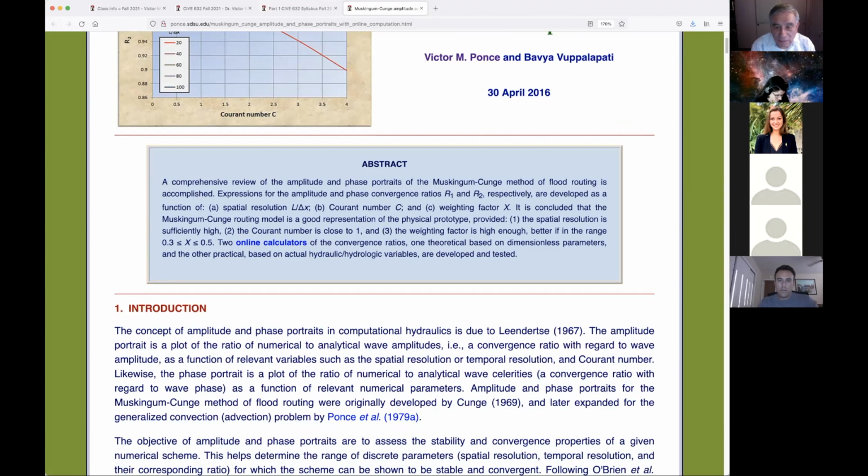Second, the Courant number. Now, the spatial resolution is high. The Courant number is close to 1. Okay, 0.9, 0.7, or 1, 1.0, 1.3. Don't use 4. 4 will lead you to errors. Don't use 0.1. 0.1 would create havoc in the computation. Why is that? Because 0.1 will give you instability.